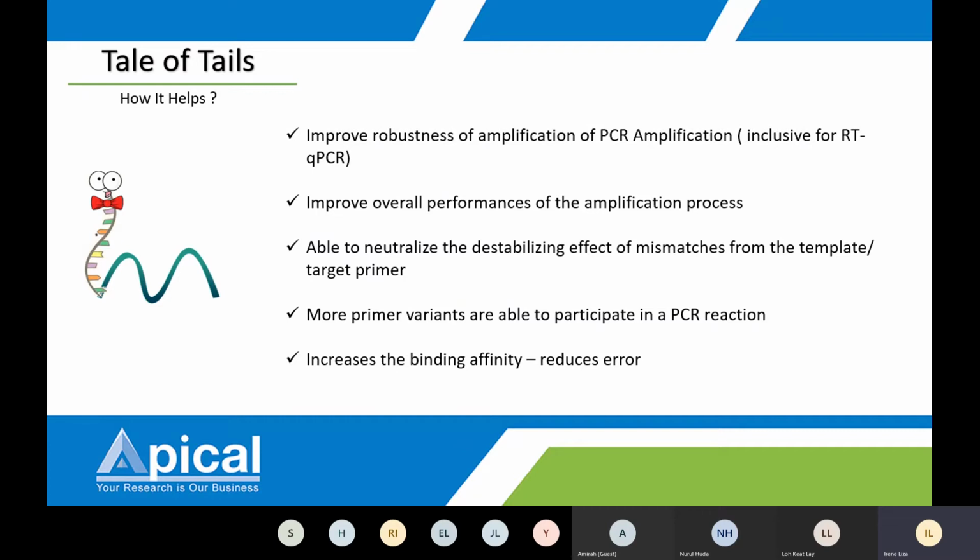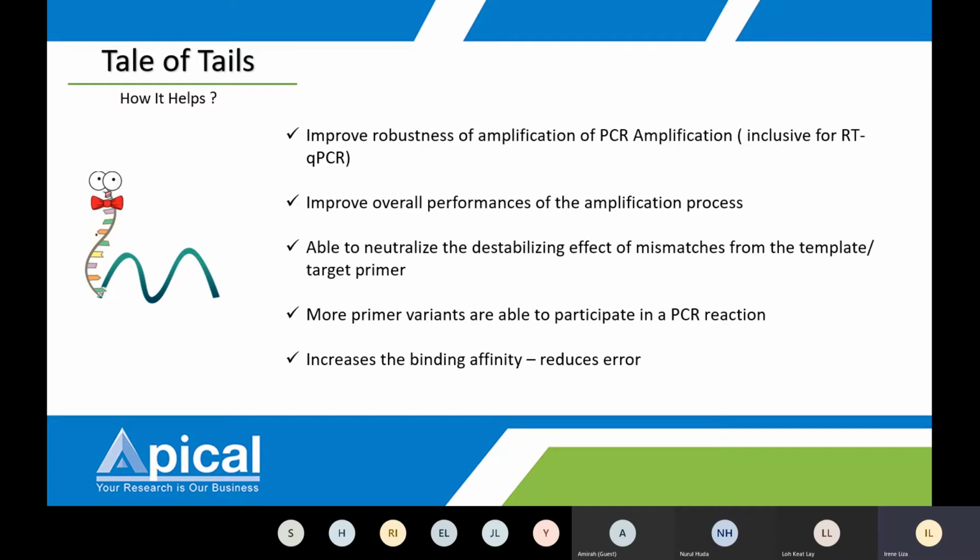Now, it also improves the overall performance of the amplification process. It also can neutralize the destabilizing effect of mismatches, because when your templates are literally shorter, by using these particular tails, it tends to stabilize. Okay, and also when we use primer tailing, generally, you can use more primers. Okay, we can have variants that can actually participate in multiple PCR reactions.